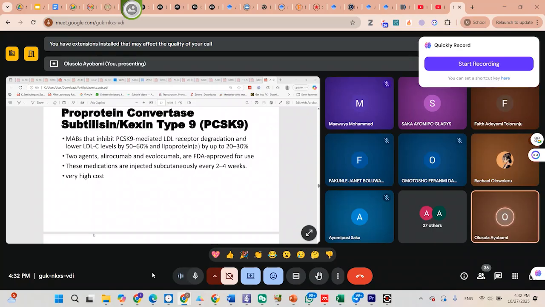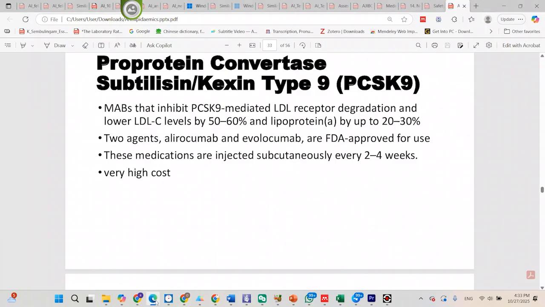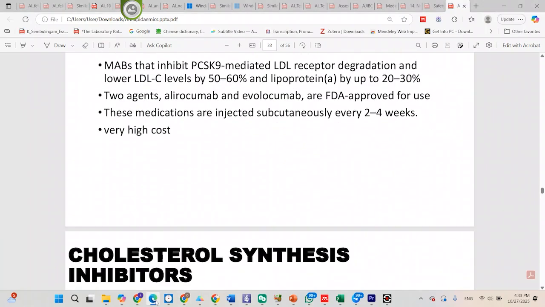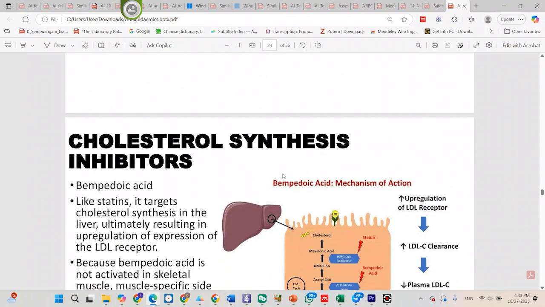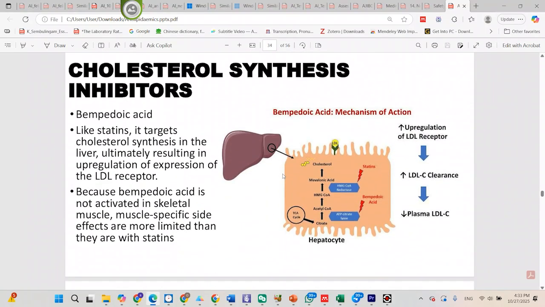These injections, like inclisiran, their own duration is short. They are injected subcutaneously every 2 to 4 weeks, but they're expensive. Some of these things you have mentioned are expensive, and they can particularly be used for familial hypercholesterolemia. So, bempedoic acid also targets cholesterol synthesis in the liver, and it leads to the upregulation of LDL receptors. You already know the roles of LDL receptors. Because bempedoic acid is not activated in skeletal muscle, it does not have the muscle pain effects.